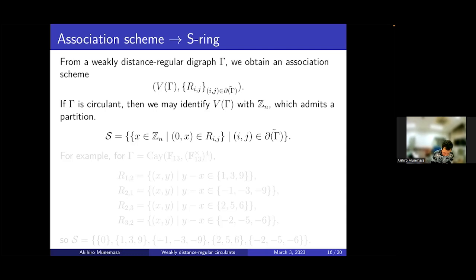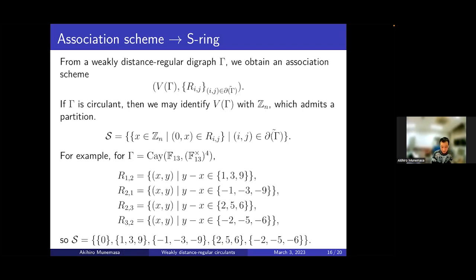by considering the out neighbors of the vertex 0, which is the identity element of the cyclic group. So you look at the 0 element and consider the neighbors of the edges of color ij. And if you let ij run through all possible colors, then you get a partition of the cyclic group Zn. And for example, we have seen this cyclotomic scheme. The fourth powers is a subgroup of index 4 in F13 star, and the two-way distance partitions the neighbors of 0. That gives the connection set of each digraph.